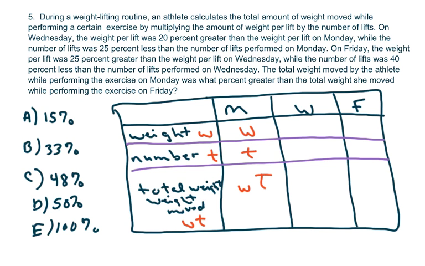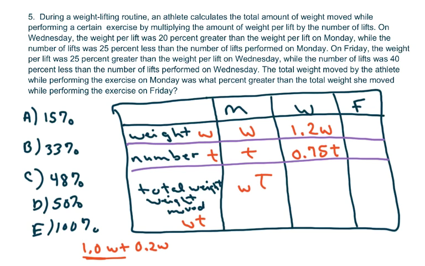On Wednesday, the weight lifted increased by 20%. So basically that's like 1.0 W plus 0.2 W increase. So you have to count this too. So that means that's going to be 1.2 W. And what else happened? The number of lifts decreased by 25%, sorry, decreased. So that's going to be 1 minus 0.25, so that's going to be 0.75 T.